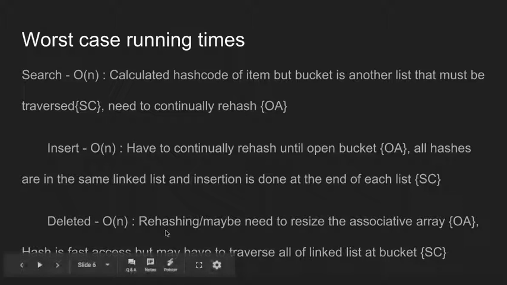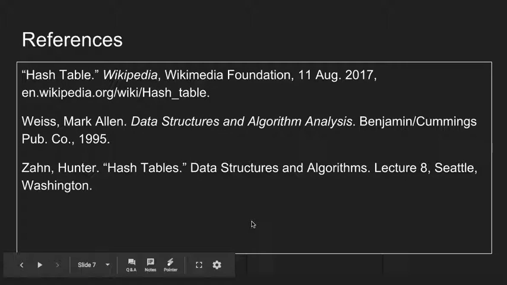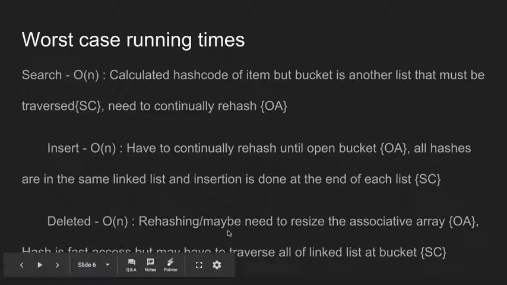Deletion. The worst case is maybe what we have to do is resize our associative array after, or rehash, meaning we have to go search for the element in our array to delete, because we've used linear probing or quadratic probing. So in the worst case, we perform a search for the deleted item. The delete itself is fairly simple, where we just mark it as deleted, but we might have to search for it.